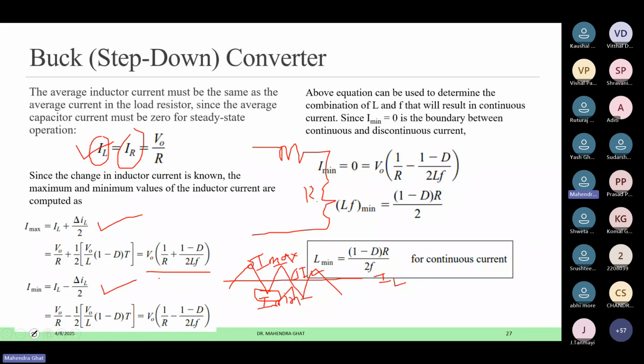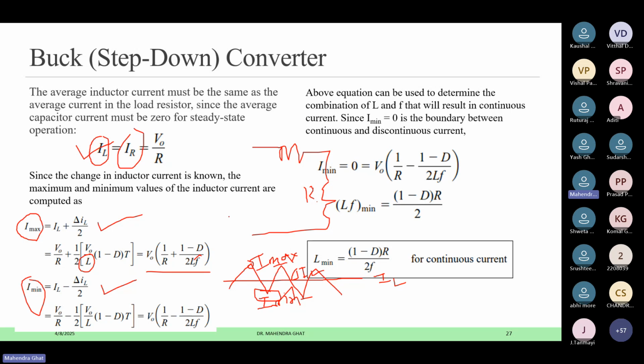So if you know what output current you want, and if you choose the inductor, and if you know at what switching frequency you are operating, then you can calculate the ripple. So what is the maximum you are getting, and what is the minimum value of the ripple you are getting in your current. Here they have written the same thing.